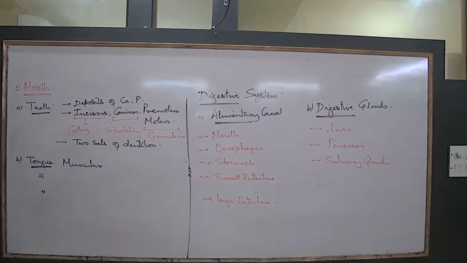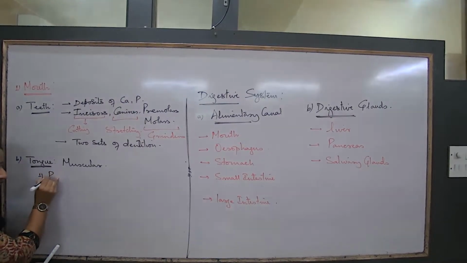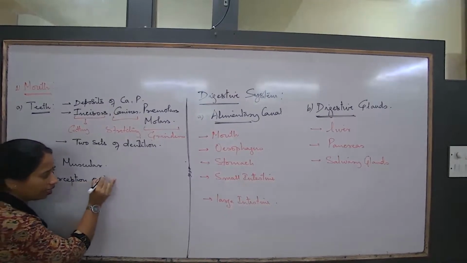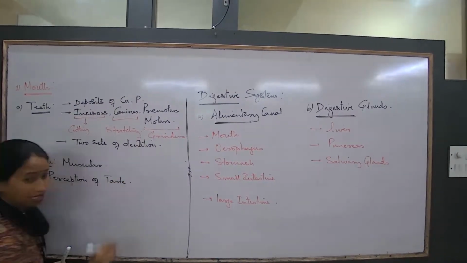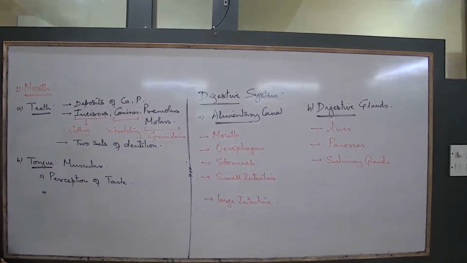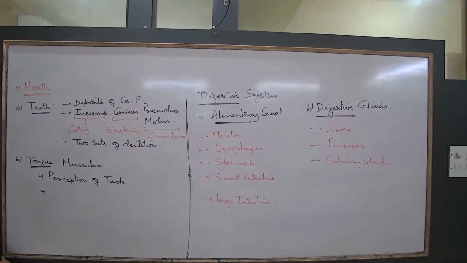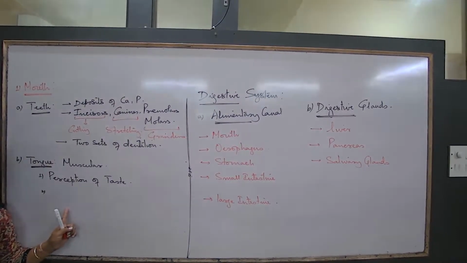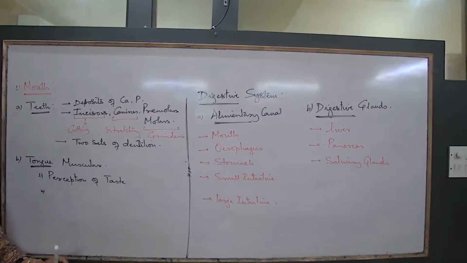The tongue does not produce saliva. Anything? Perception of taste. Correct. When we are talking about the function of the tongue, the tongue has sensory cells. The upper surface of the tongue has sensory cells which can sense the bitter, the sour and the sweet, etc. So, perception of taste. Anything else? Speaking is not a digestive function, so we will not write this in the exam.